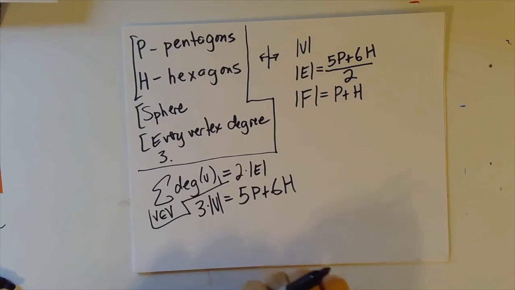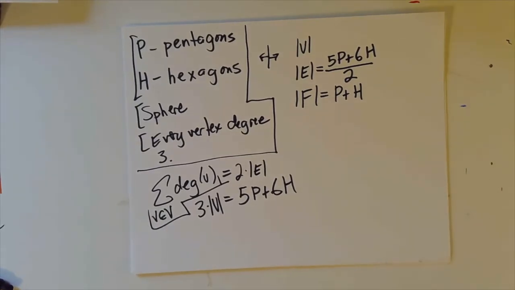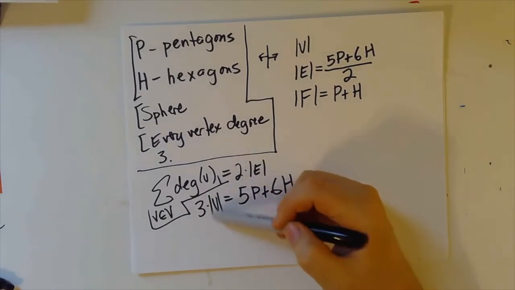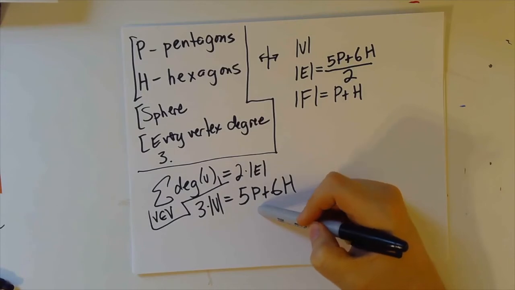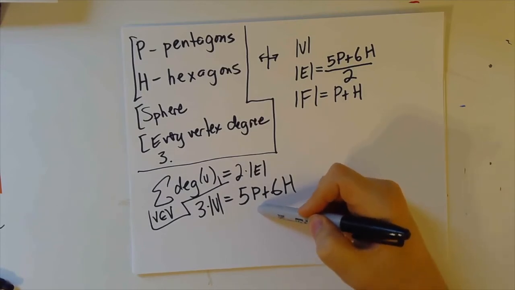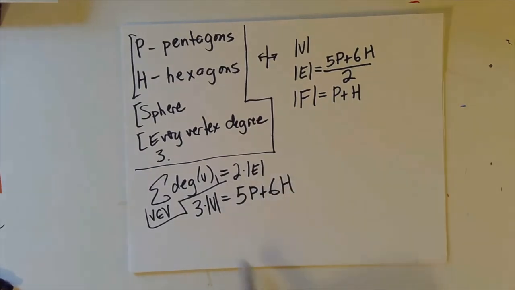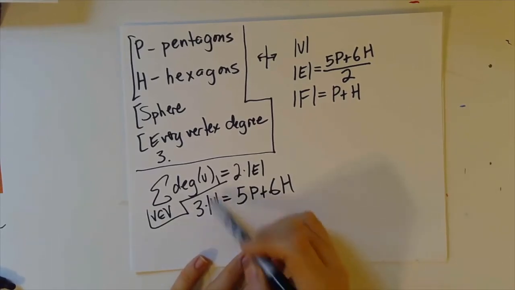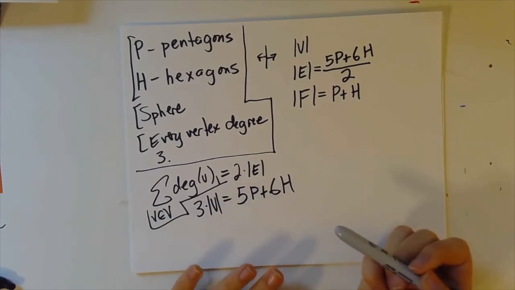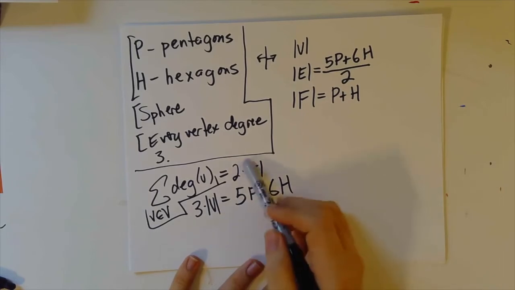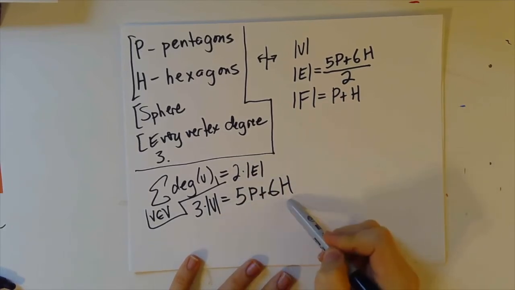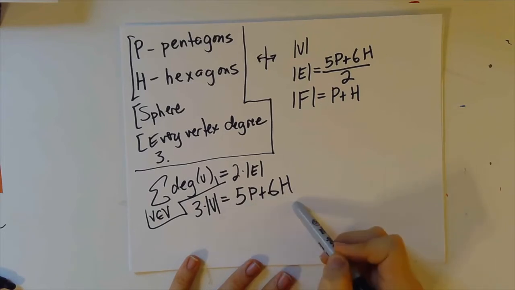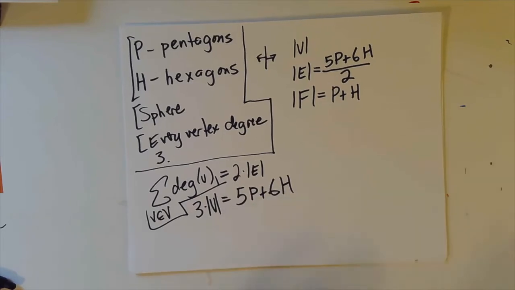Note I have a slight discrepancy in my notation, which is not going to matter, but I've used capital V for the set of vertices, and then I've used capital P to just be the number of pentagons, not the set of pentagons. So that's why there are these absolute value bars over here, because I want the number of vertices, the number of edges, but I just defined capital P and capital H to be the number of pentagons and the number of hexagons.